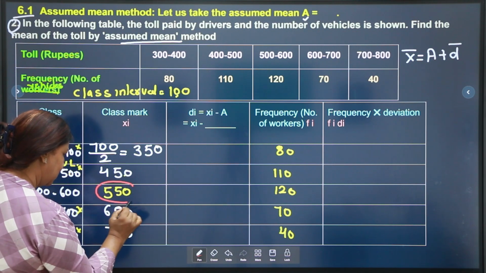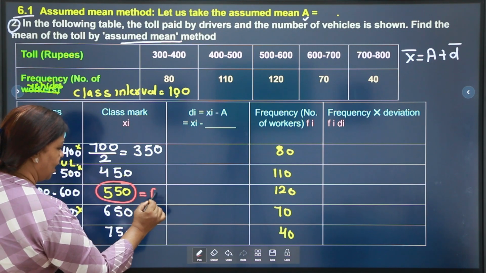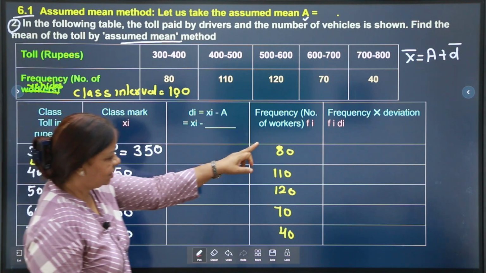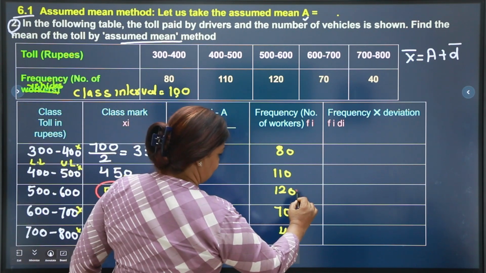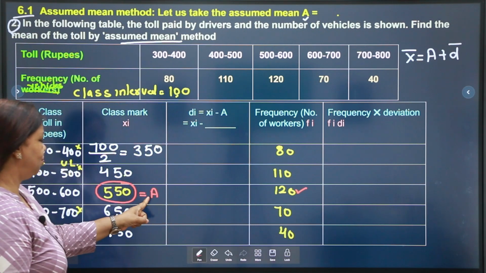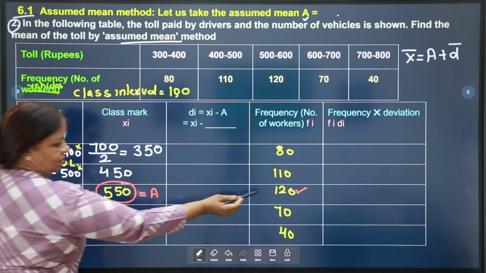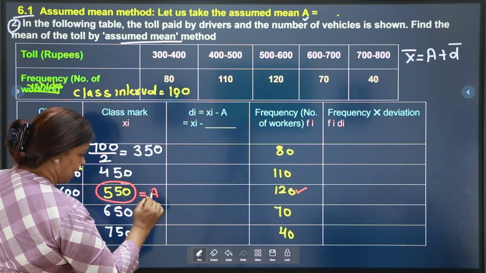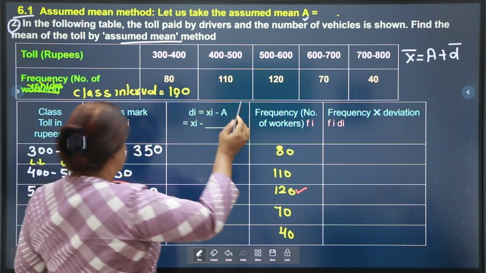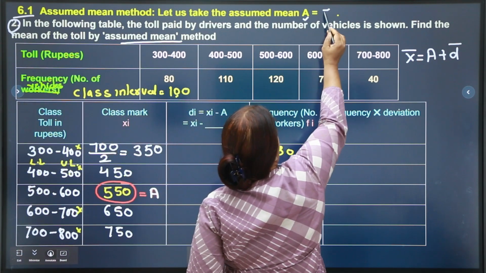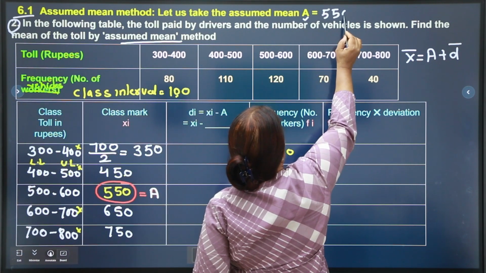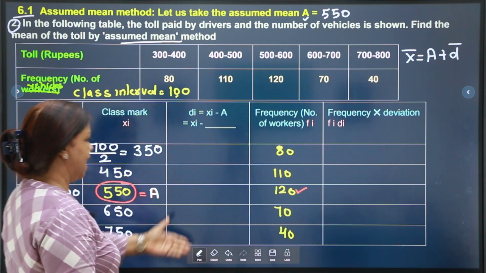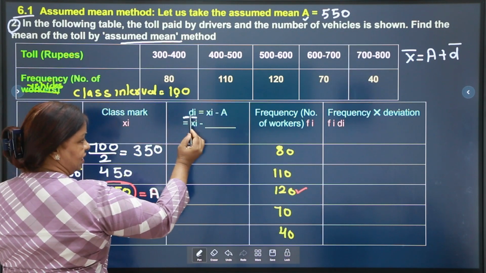And this is your A. And if we check children, the maximum frequency is 120 and that corresponds to your xi, okay. So this is your A value. Let us write here A as 550, okay. Now we can find out di, that is deviation, di.